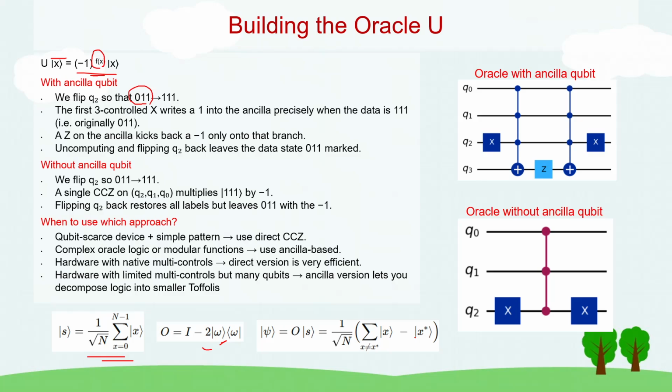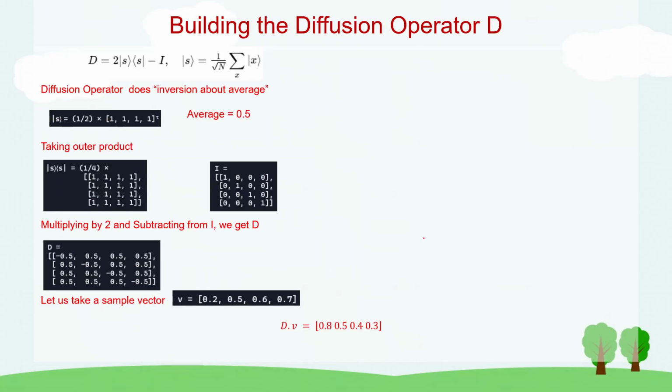Now I have to do diffusion, right? So how do I do that? For that, Grover gave this. You already got the uniform state by applying the Hadamard gate. That one you take the outer product, and then multiply by 2 and subtract the identity matrix, and you will get the inversion about average. So this does inversion about average. How this will help later, we'll see in graphical form.